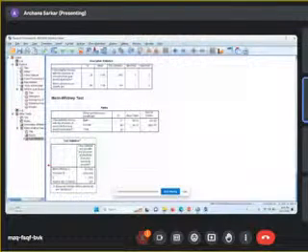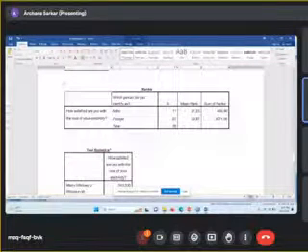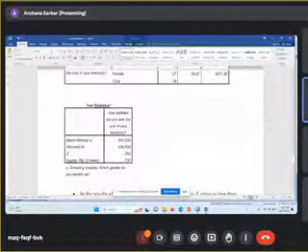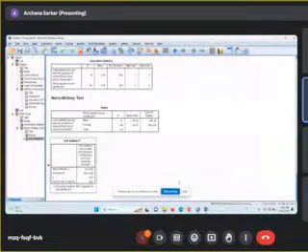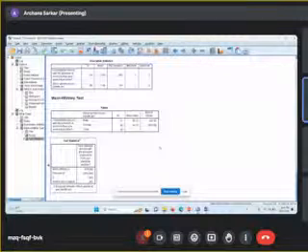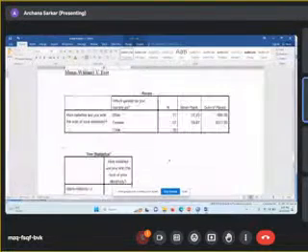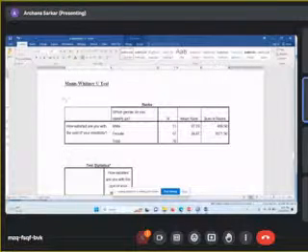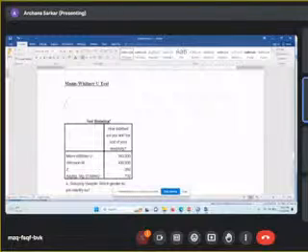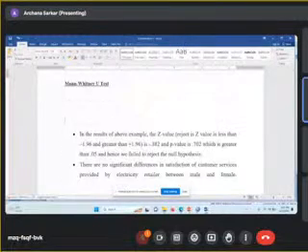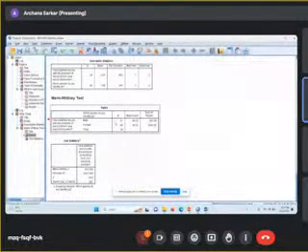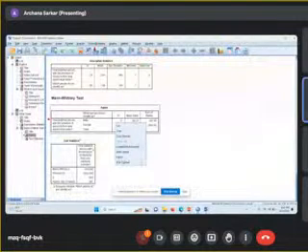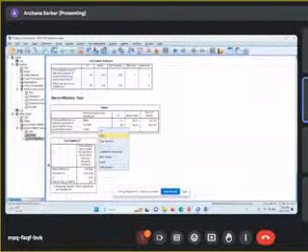So first table, male and female. Okay, and the second one is... I have pasted the wrong one. So again, you can copy and paste it.